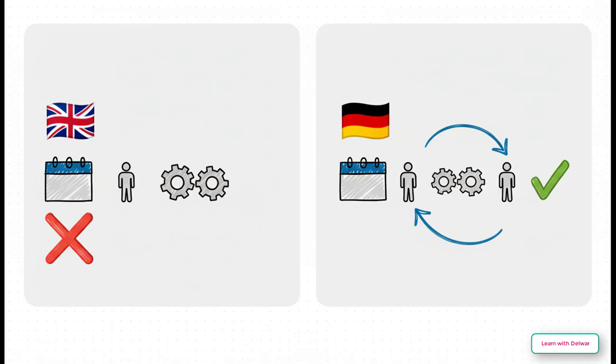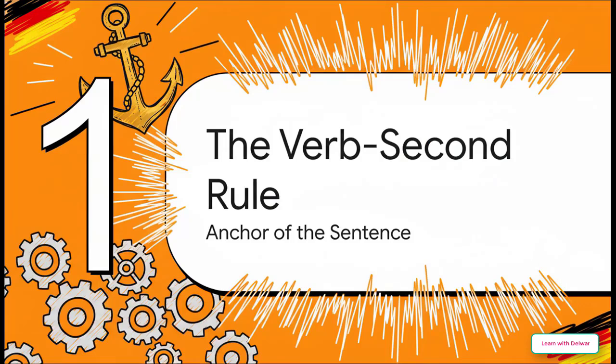And that little switch, it's not random. It's our first key. And that first key is what we call the verb second rule. Now, I want you to think of this as the golden rule. It's like the non-negotiable anchor that holds pretty much every single German statement together. If you can master this one thing, you are already way, way ahead of the game.